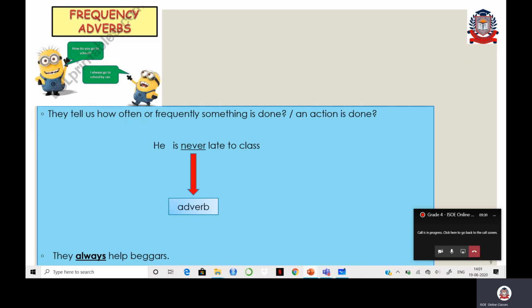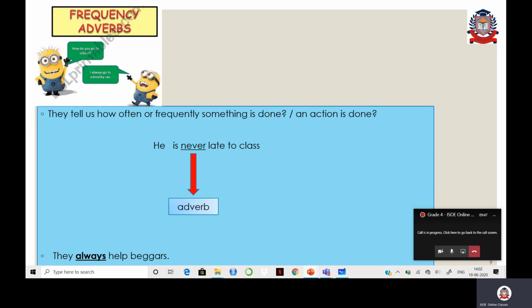Let's see the next example at the bottom. It's written, they always help beggars. Okay. So they always help beggars. It is not that sometimes they do or they never do. They always help the beggars. So this is your adverbs of frequency.